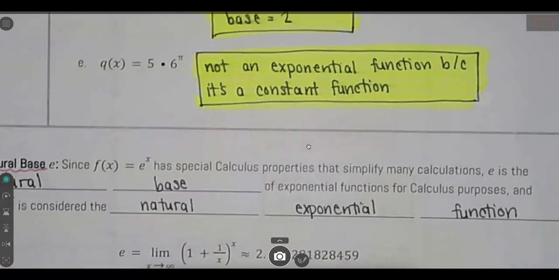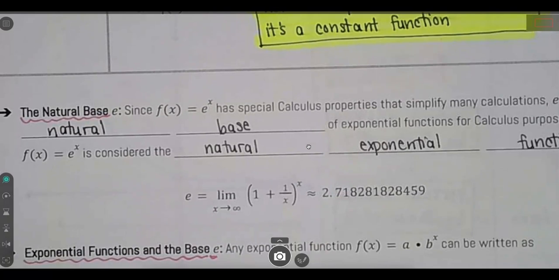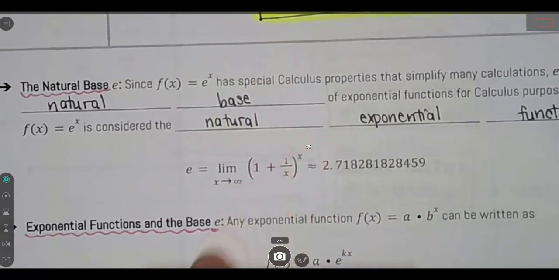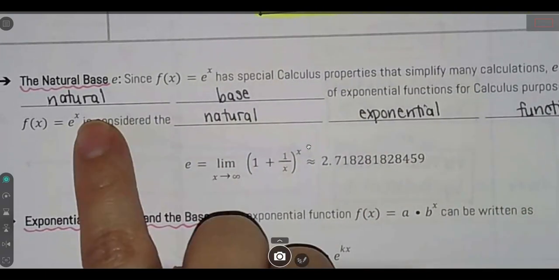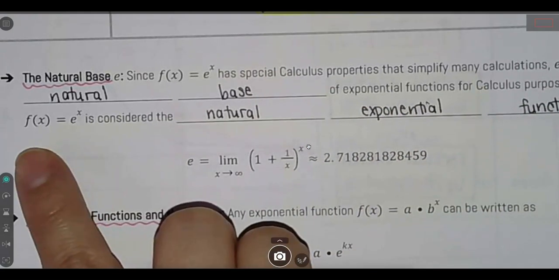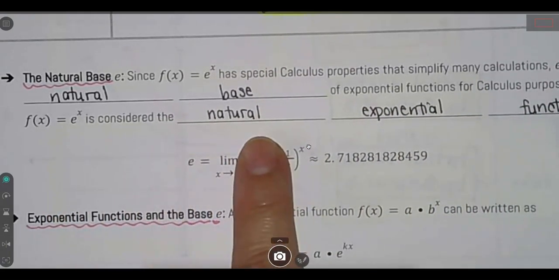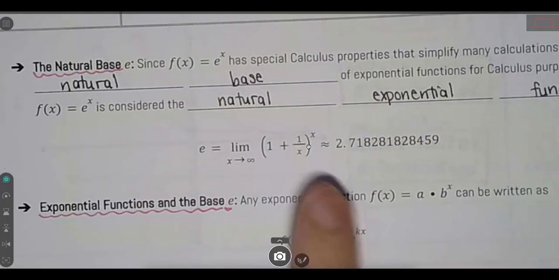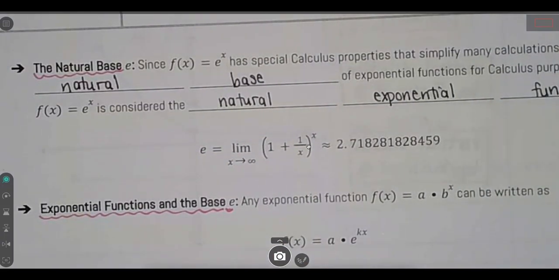All right. So the natural base, e, since f of x equals e to the x power has special calculus properties that simplify many calculations, e is the natural base of exponential functions for calculus purposes, and f of x equals e to the x is considered the natural exponential function. Here is the definition. We are not going to be doing anything with this definition. All you need to know is that e is a number that's going to become very special to you when you get to calculus. It's kind of like the pi of upper level math. You use it for a lot of stuff.